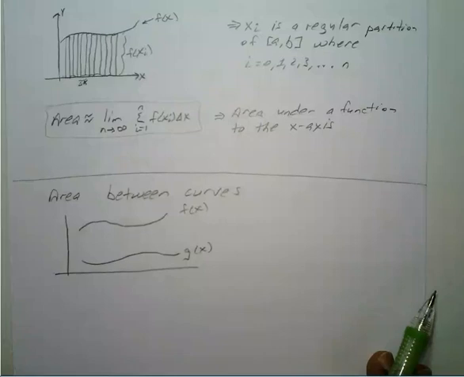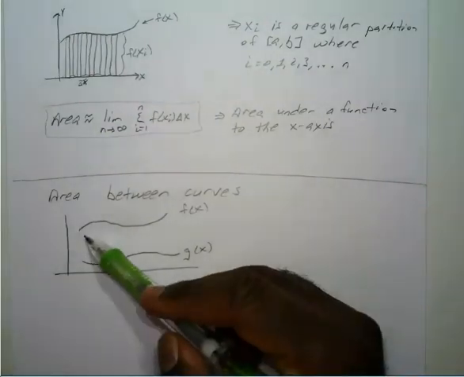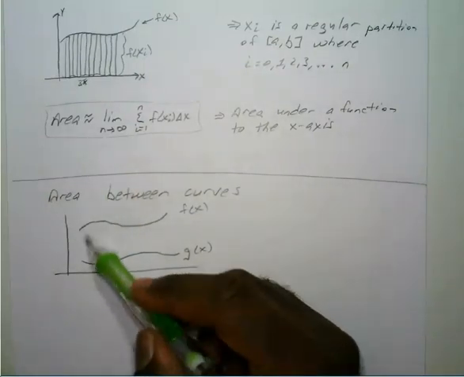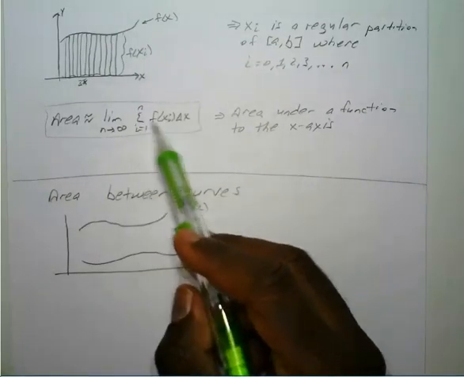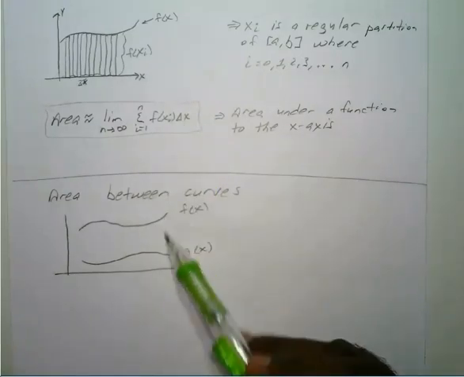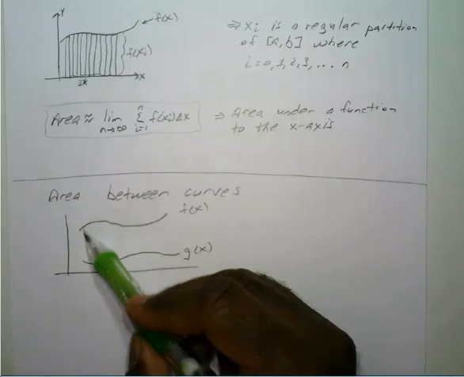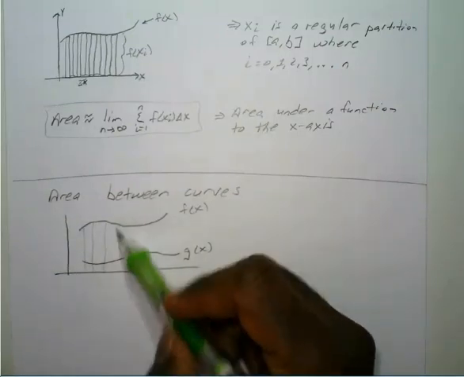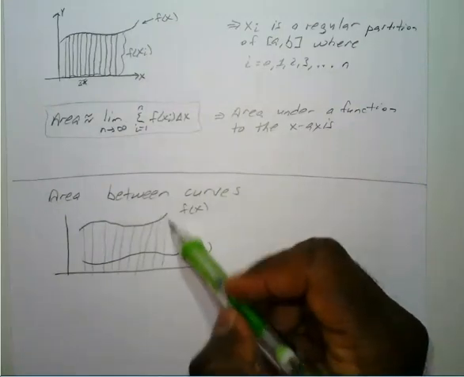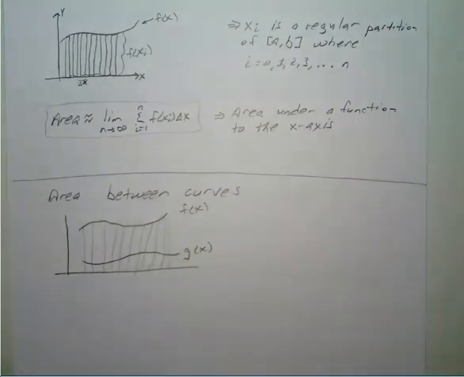To find the area between the curves, it's really the same idea. I'm not going to draw all the little rectangles because that'll take too long. But we know that the limit of the sum from i equals 1 to n of f of x sub i delta x is the area from this function to the x-axis. So let's say this represents the area from that function to the x-axis.